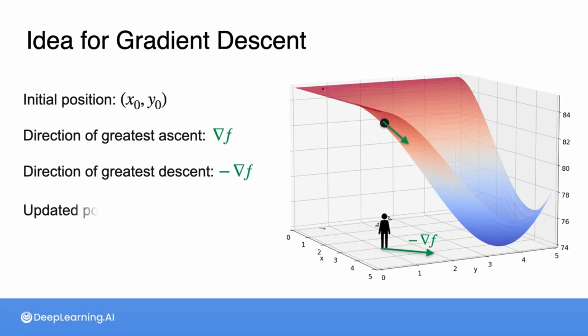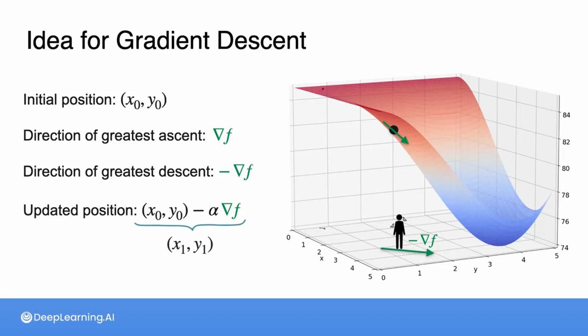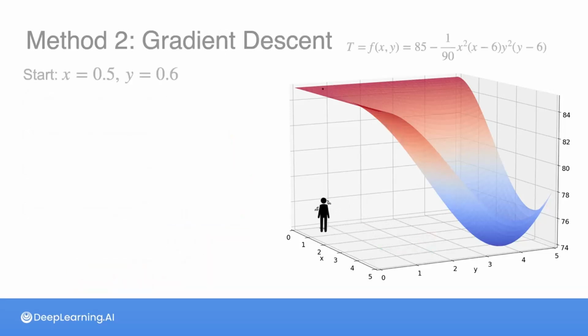So we're going to take that step in the direction of the negative gradient. And it's going to be a small step, so we multiply by the learning rate again. And so we get (x0, y0) minus learning rate times gradient, and that's our new point (x1, y1), and that's a better point. So notice that this is exactly the same as gradient descent in one variable, except instead of the derivative, we simply take the gradient. So now let's see how this works for the previous example.